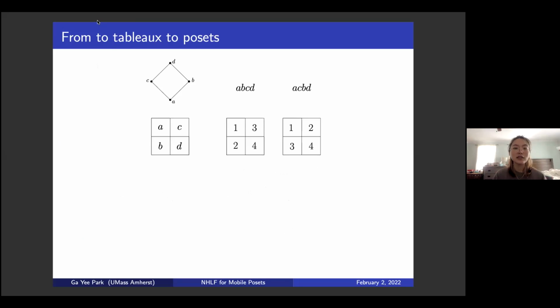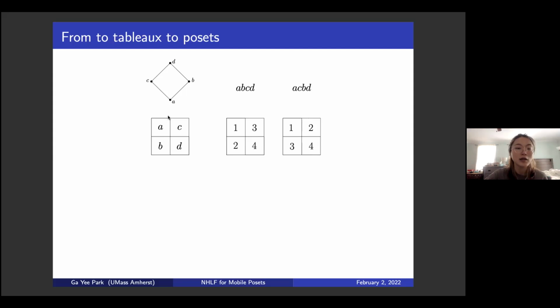Well, given this poset that I have, if I rotate it 90 degrees to the right for this example, then I would actually have a tableau like this. And then let's look at the linear extension A, B, C, D, and wherever the position of each of A, B, C, D is, we would insert that number into the boxes. So A is in position 1, so we put 1 here, B is in position 2, C is in position 3, and D is in position 4, and we have a standard Young tableau. B and C can be switched. So 2 and 3 can be switched.